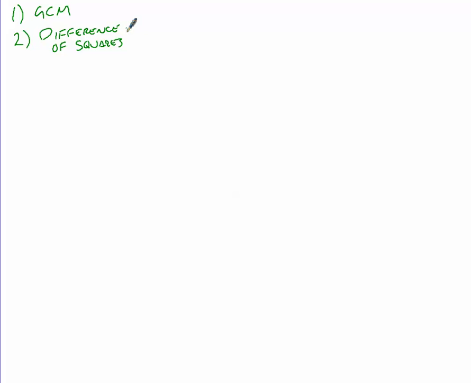So if we have s squared minus 25. Let's see if this fits the definition of a difference of squares. Do we have a difference? Yes. Do we have two squares? Yes. s squared is a square. 25 is a square. So we know that we have a difference of squares.